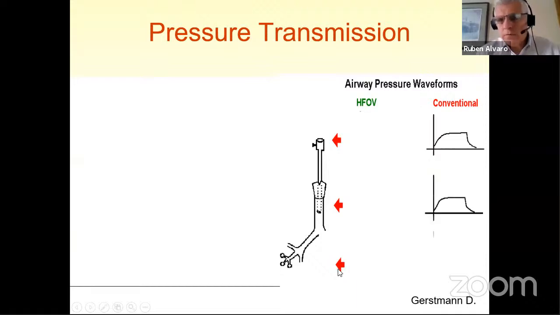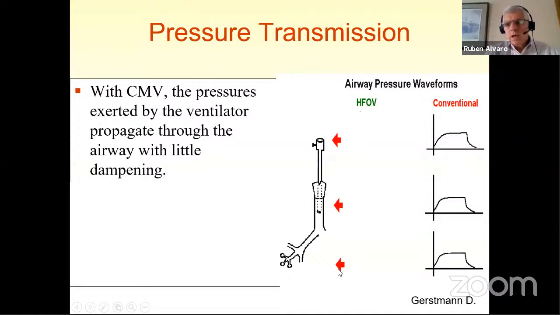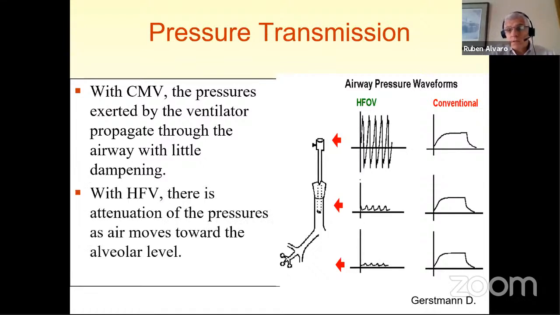As you can see, during conventional ventilation, when you're using slow rates, 60 breaths per minute or less, the pressure exerted by the ventilator propagates through the airway with little damping. So what you see in the proximal area in terms of volume and pressure is what the alveoli is seeing also. However, as you start going up on the frequency, there is a lot of dampening, okay? And that's what happens with high frequency ventilation.